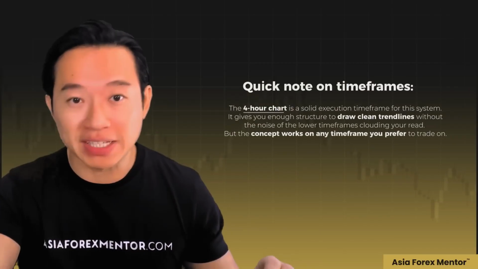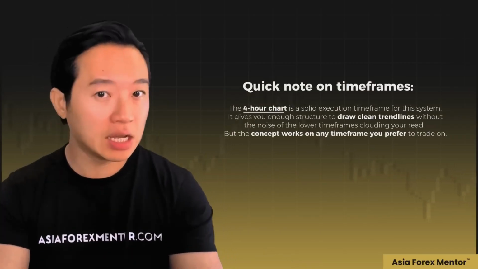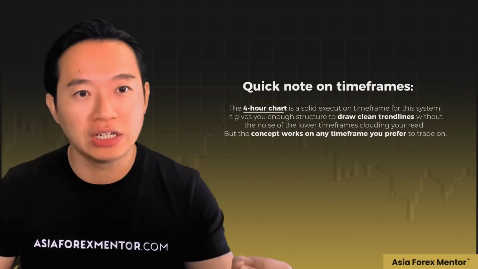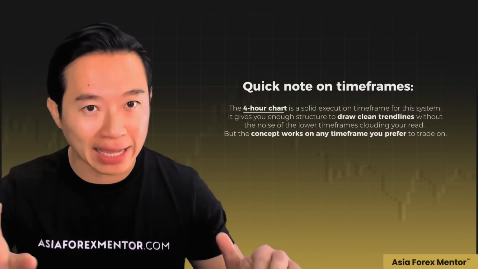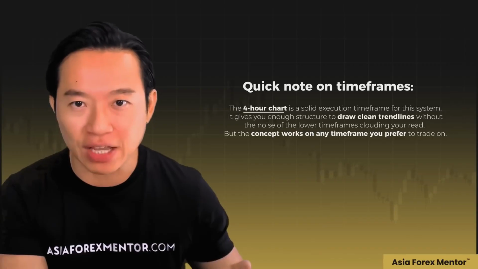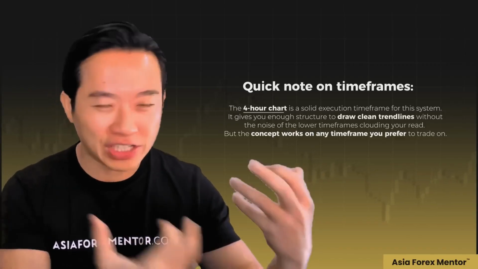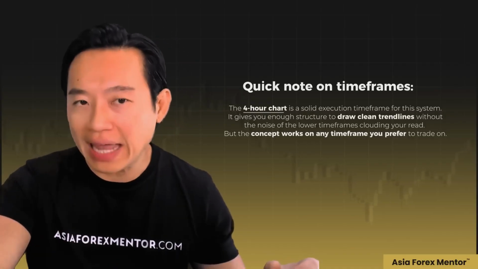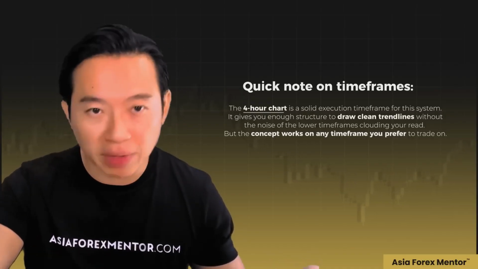As a quick note on the time frames, the 4-hour chart is a solid execution time frame for this system. It gives you enough structure to draw clean trend lines without the noise of the lower time frames, which could be clouding your actual read on the market. But the concept that I just showed you works on any time frame that you prefer to trade on.